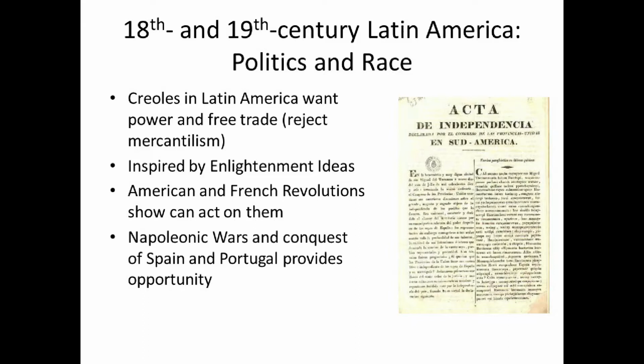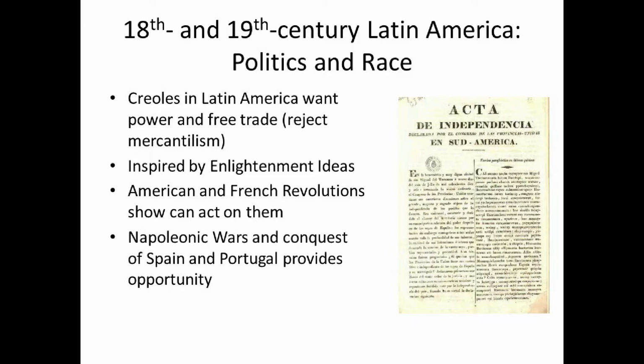Other people are frustrated. Of course, slaves in particular are frustrated because they're slaves, and being a slave is terrible. You do not want to be a slave. But the slaves can't do much about their frustration, right? They're kind of weak in society. The Creoles, though, are frustrated, and they have the wealth, the power, and the education that they can use to try and deal with their frustrations.